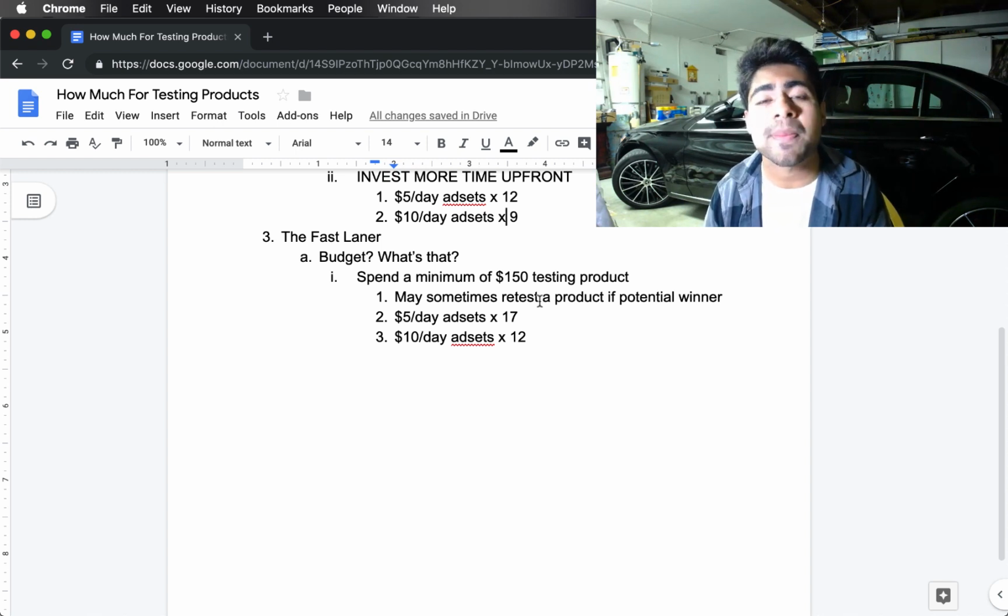But the second option for you is launching $10 ad sets, but 12 of these. And again, after the first day, not every single ad set is going to match our metrics, so you're going to be getting rid of at least 1/4 of the ad sets. Fast laners, again, will have the highest amount of budget to spend into getting results, and you will have a better chance of getting those positive results.